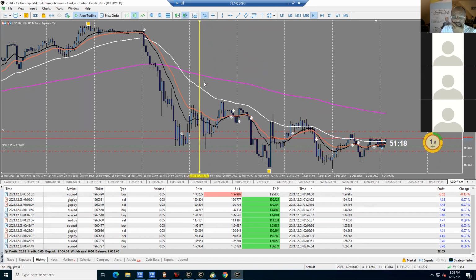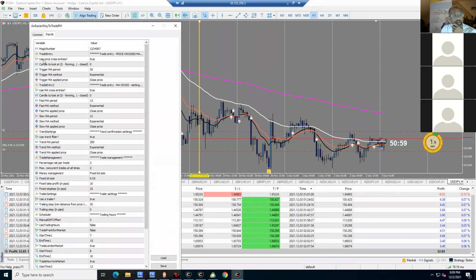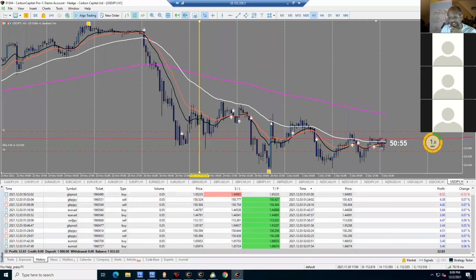All right, let's say this is current time right here. You're below the 200, so price must cross the 50. Well, it has to touch the 50 first. So we're nowhere here, nowhere here. Okay, right here, price breached the 50. Then it came back down. Where it says use price cross entries true, that means as soon as price goes up and comes back down across the 50, it will immediately enter that trade.